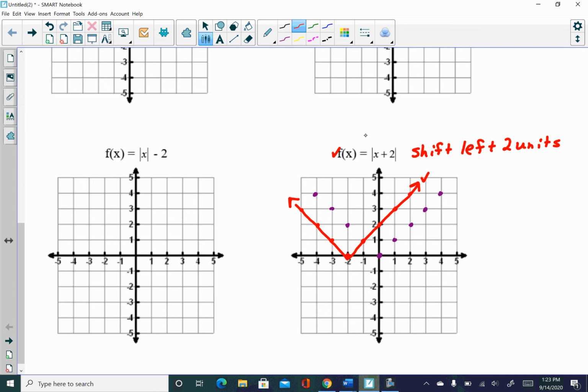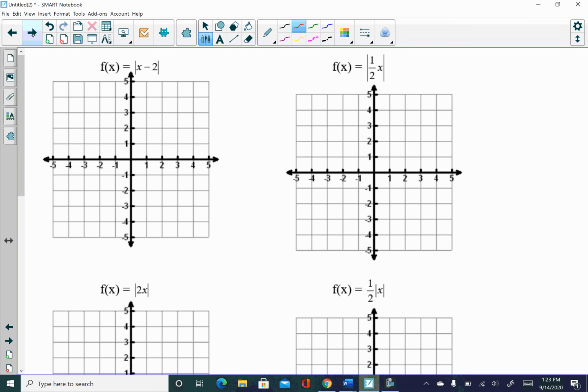Okay, flip it on over. Absolute value of x minus 2. Pause. Try that one. I'm going to move on over now to the one just beside it. F of x, or y, equals the absolute value of 1/2 x. All right, so you notice this time that the 1/2 is inside the parentheses. So since it's inside, again, we're talking about horizontal.